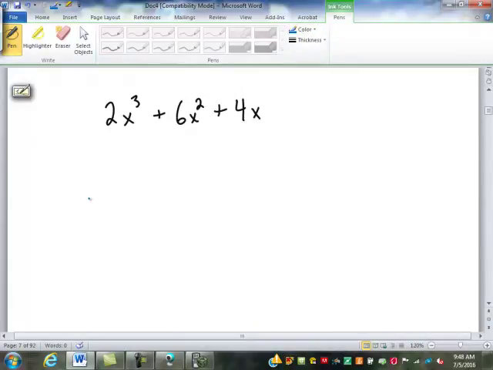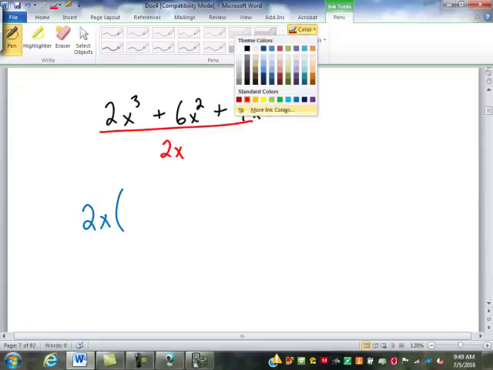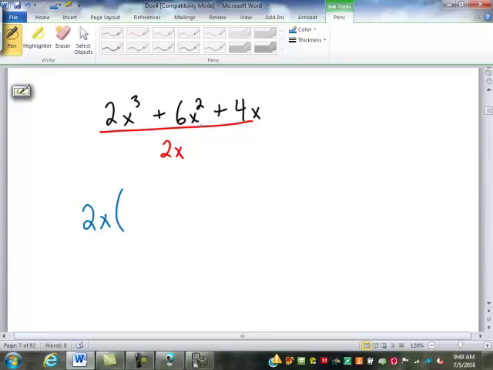First thing you see is that there is a greatest common factor, which turns out to be what? 2x. So if I divide by 2x, 2x to the third divided by 2x is simply x squared. 6x squared divided by 2x is positive 3x. And 4x divided by 2x is positive 2.